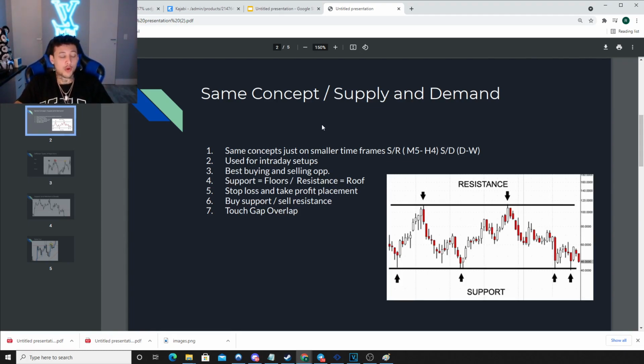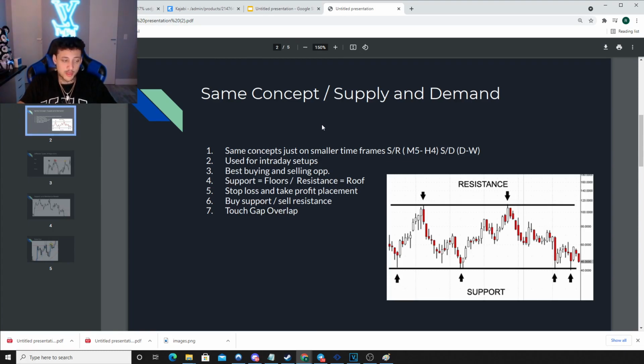So they're predominantly used for intraday setups. And again, they're great for the best buying and selling opportunities you could potentially get within the markets. They're the ones that make the most sense. They have way more pros than breakout setups. And again, that's because you have a great stop loss and take profit placement. It's super easy and shouldn't be too difficult to set your stop losses and take profits. So again, the overall concept is the same. You want to actually end up buying at support and selling at resistance.